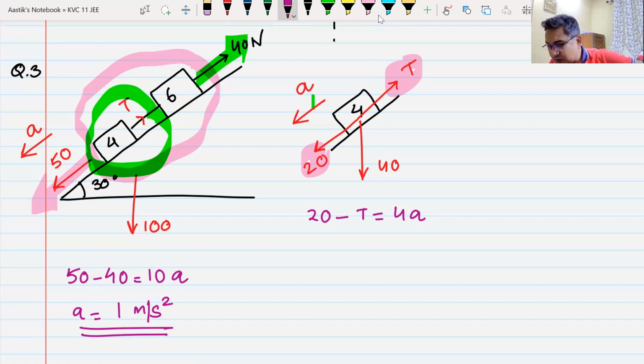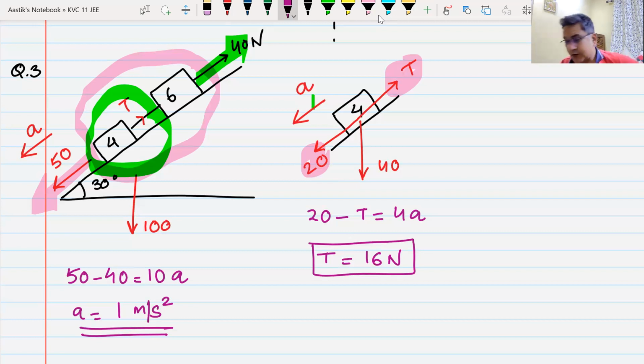Do we understand this? Yes or no? A is 1. So from there I can get the value of T. 20 minus 4, and the answer would be 16 Newton. Do we understand how I got this? Yes or no?